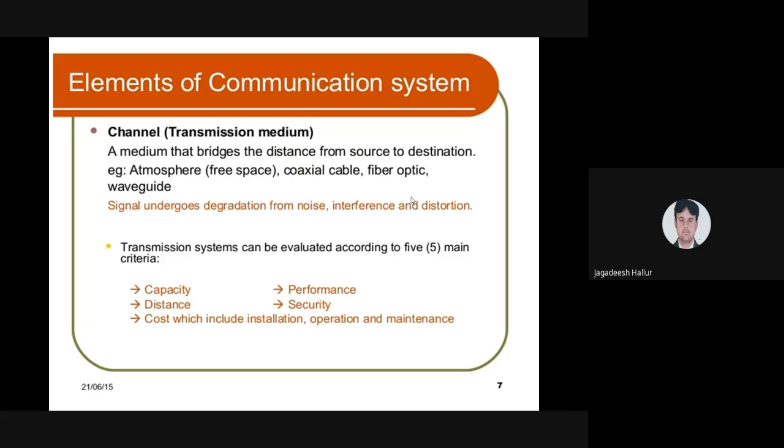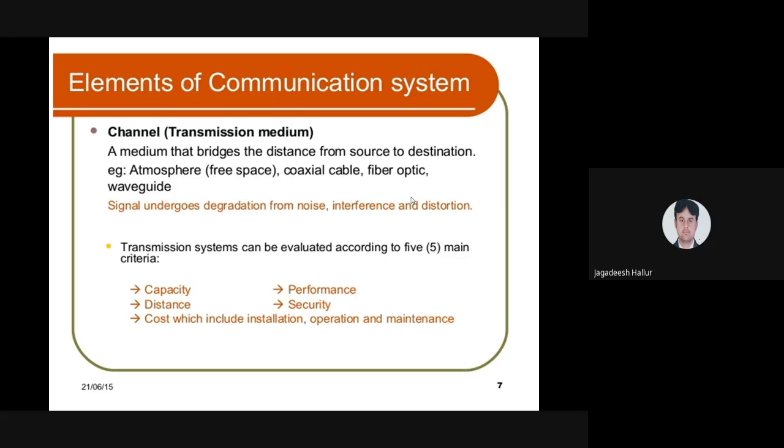Okay, that is the channel. One more name given to it is the transmission medium. The channel is also called a transmission medium. Why is it called transmission? Because it connects one end of the user to the other end. That is called a transmission medium. It carries a particular signal from one end to the other end. That is the medium.